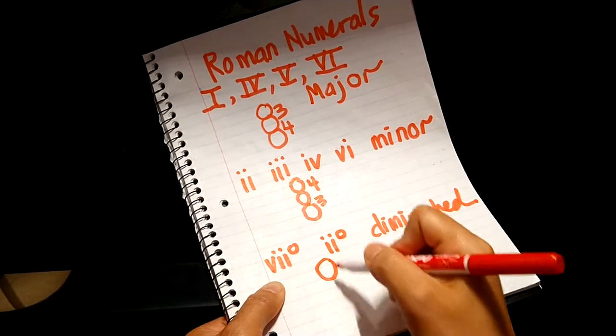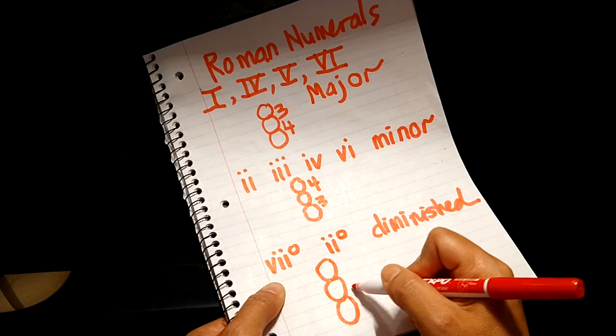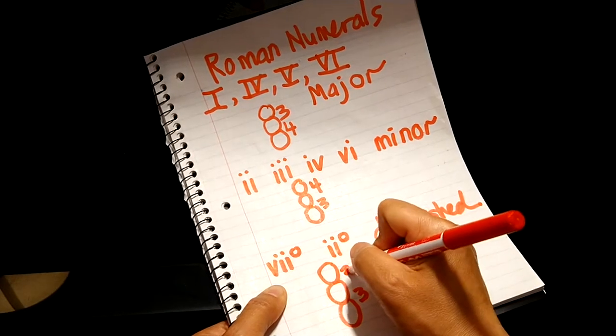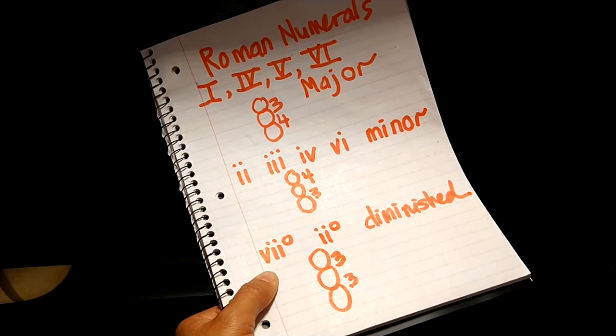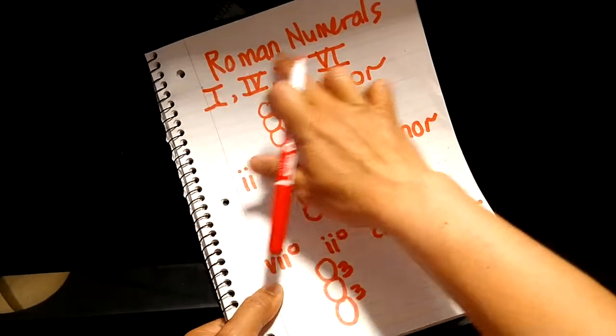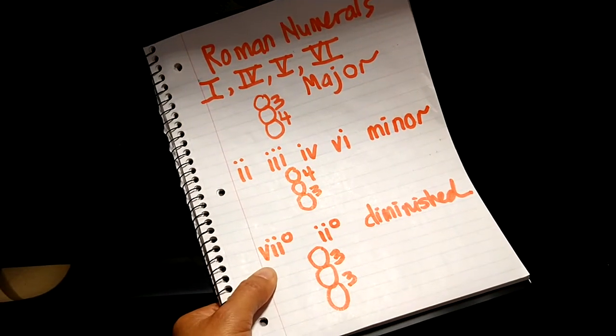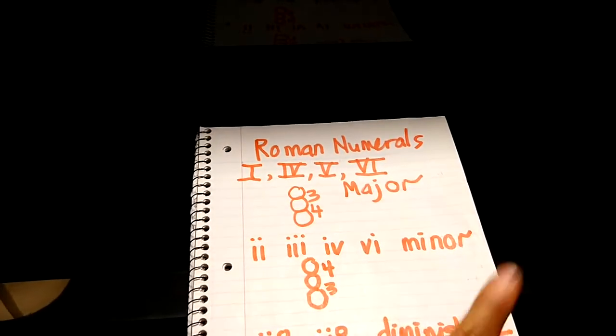That means when you count your half step, you're going to end up with 3 half steps here and 3 half steps here. Okay? Those are the qualities of the Roman numerals, 3 times plus one more time.